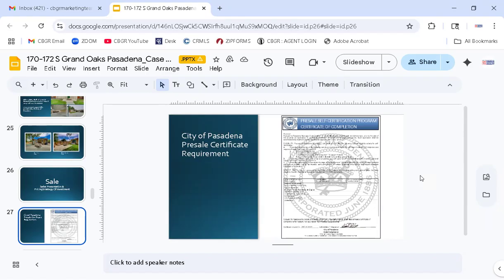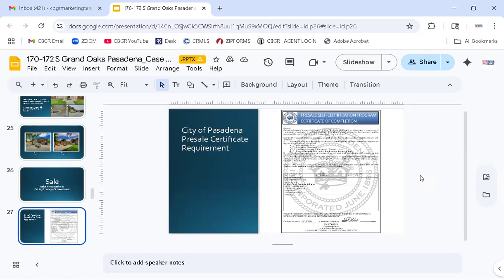You know what the analogy is? If you don't get this paper, it's like jumping out of an airplane with no parachute. Have you ever seen anybody jump out of an airplane with no parachute? Very dangerous. Next slide. Resale only. That's for pre-sale. Yeah, they give another one.